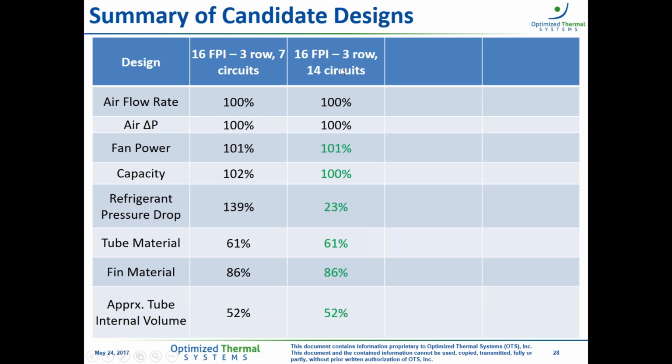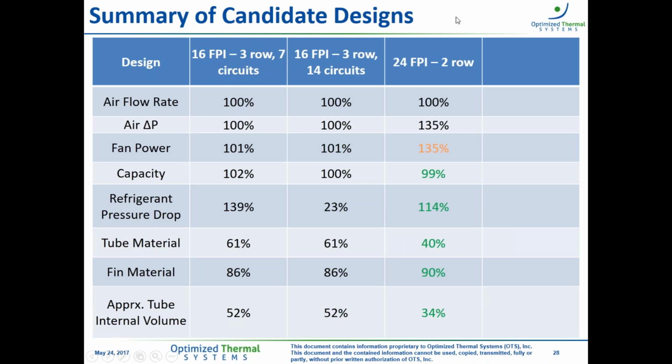I've simulated this same design with 14 circuits just as a kind of a more extreme upper limit of reducing the refrigerant side pressure drop. And in this case, we see, again, acceptable performance in all these parameters and significantly reduced refrigerant side pressure drop. So you can imagine that there are other designs that are worth exploring that may have different circuitries between these two parameters, between 7 and 14 circuits, that would also give us good performance with the 3-row design.